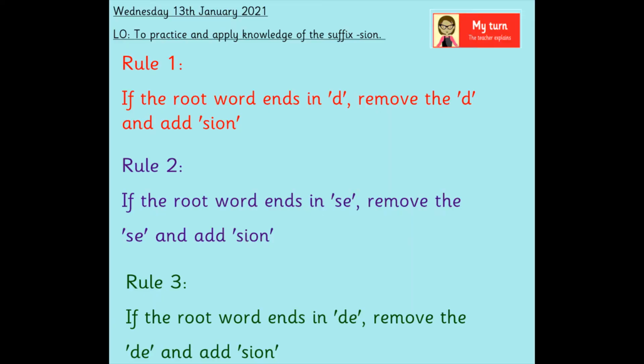We're going to continue with our learning objective today to practice and apply our knowledge of the suffix shun, S-I-O-N. So I introduced the rules for S-I-O-N with you on Monday. Let's just have a quick recap. Rule 1 is if the root word ends in a D, you remove the D and you add S-I-O-N. Rule 2, if the root word ends in S-E, you remove the S-E and add S-I-O-N. And finally, if the root word ends in D-E, you remove the D-E and add S-I-O-N. Let's have a go at applying some of those rules now.